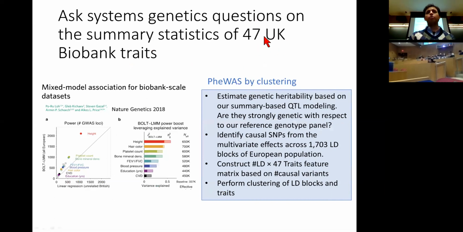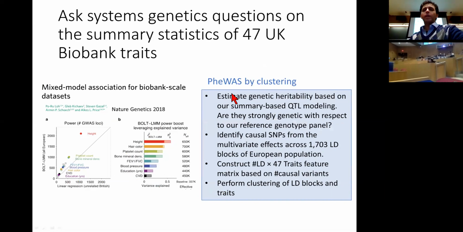So in the UK Biobank, for example, we can look at hundreds of different traits, and in this particular case, we're selecting 47 high-robustness ones that Alkes Price and Ben Neale and others have been helping to process and disseminate. And you can see here some of these different categories of traits. For example, height, hair color, platelet counts, bone mineral density, blood pressure, education, and so on and so forth.